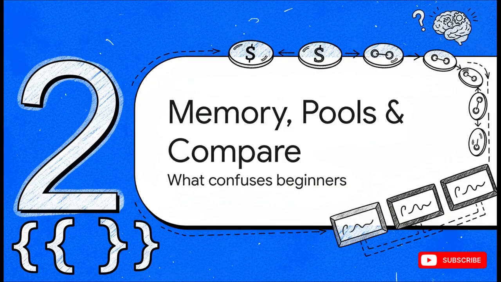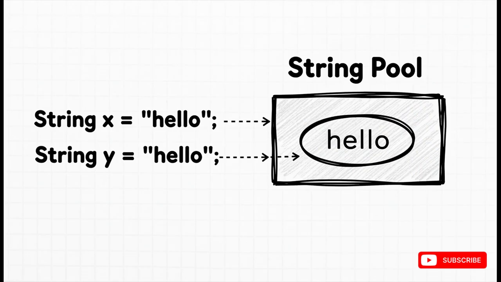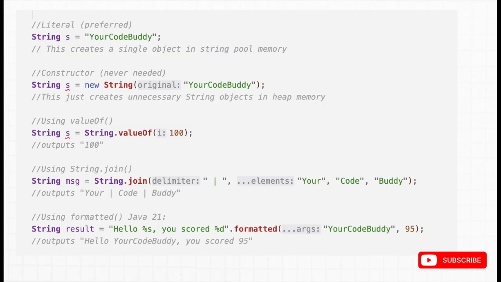This is the hidden engine room, and honestly, it's the part that trips up 90% of beginners. Let's demystify it. So whenever you create a string using double quotes like this, we call that a string literal. Now, the JVM doesn't just blindly create a new object in memory. Nah, it's way smarter than that. First, it peeks into a special area of memory called the string pool. It asks itself, hey, have I seen this exact string hello before? If the answer is yes, it doesn't create a new one. It just says, cool, I'll have this new variable, y, point to the exact same object that x is already using. It's incredibly efficient.